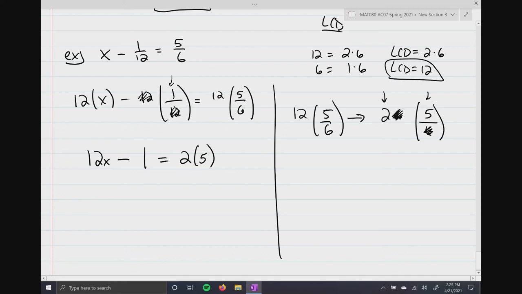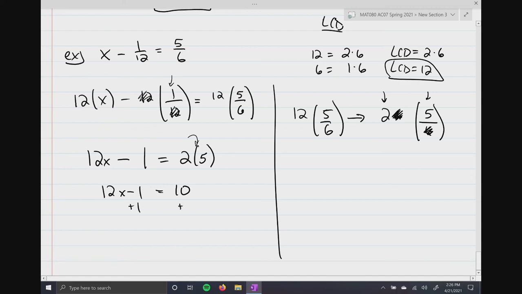Now, fractions are gone. I don't see any parentheses. I guess I do. I mean, if you really wanted to, you could multiply 2 times 5. So we might as well just do that. 2 times 5 is 10. Cannot combine anything on the right. Can't do anything on the left.